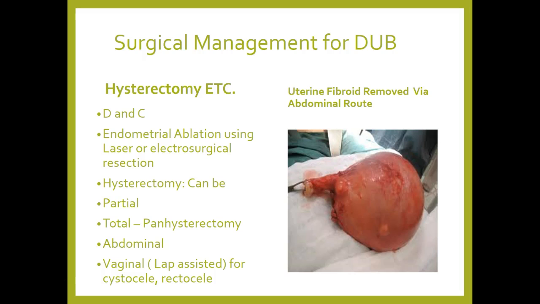The picture here is a uterine fibroid that was removed as a management for dysfunctional uterine bleeding. So this fibroid is huge, you can see, but it was causing a lot of pain and probably some bleeding for this person, so it was actually removed. A couple of things to note is that the partial hysterectomy removes only the uterus. A total hysterectomy removes the cervix as well as the uterus.